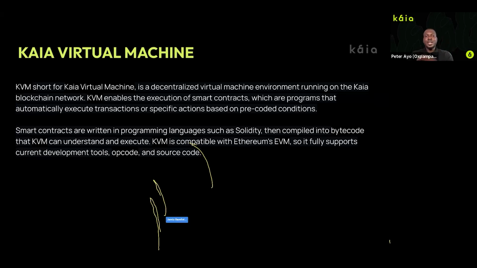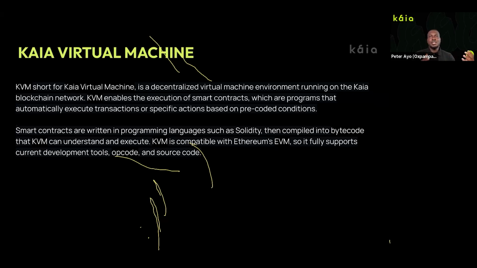So it's important to note a few things. Smart contracts are written in Solidity, but Solidity is a high-level language, and it needs to be compiled into bytecode such that the KVM can understand and also execute it based on the various opcodes available in the bytecode. One thing to also note is that KVM is compatible with the Ethereum virtual machine. And so what that means is that all of the development tools, all of the opcodes, all of the frameworks and libraries available on Ethereum can be used on Kaia.